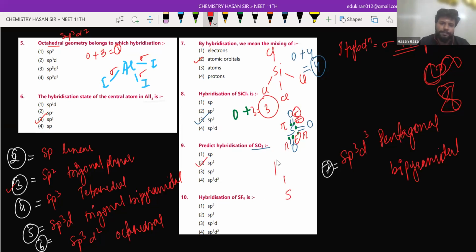Hybridization of SF6. See, it will make 6 bonds, and you know, sulfur is 16th group, and 6 electrons are in its outermost shell. All are busy in bonding, so 0 lone pair, and it is making 6 single bonds, so 6 sigma bonds. So it will be sp3d2. So the answer will be this. Is that clear, Akib? Okay.